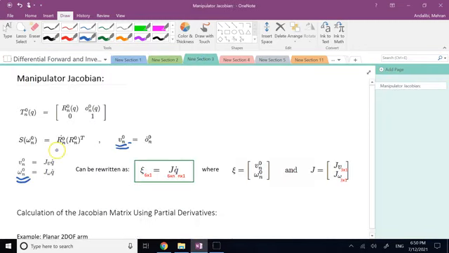So once I know this, next step, I'm going to talk about the manipulator Jacobian and show you how you can relate your joint angular velocities to the end effector linear and angular velocity through that Jacobian matrix.